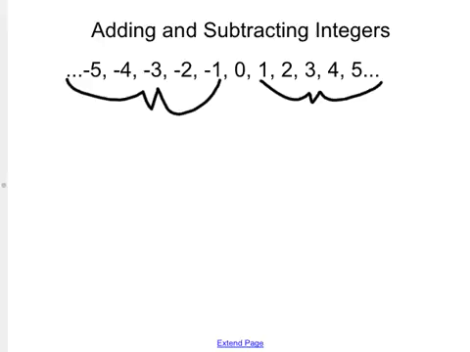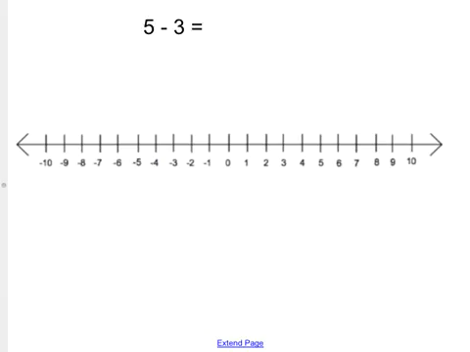Okay, so let's look at adding and subtracting some integers. So these are integers, whether you think they are or not, they're actually integers. So I have 5 minus 3. Now, one thing to understand is this is understood to be a positive 5. There's a ghost positive right here. So this is a positive 5 and a negative 3.